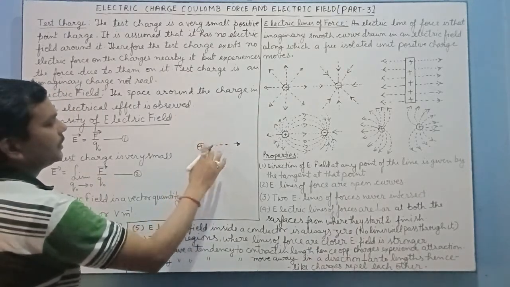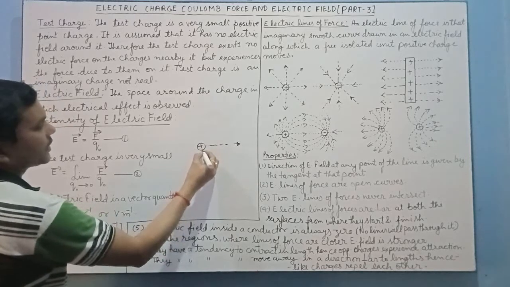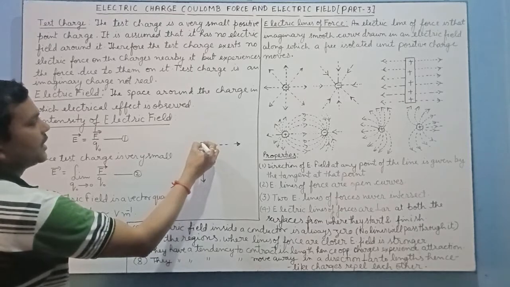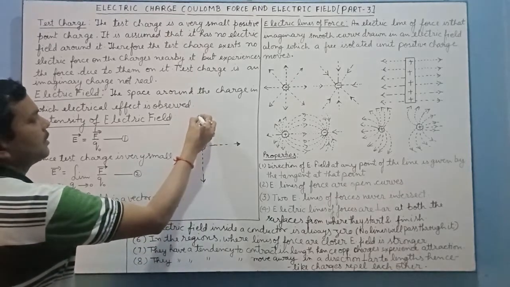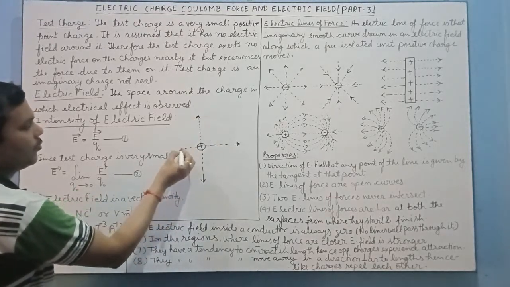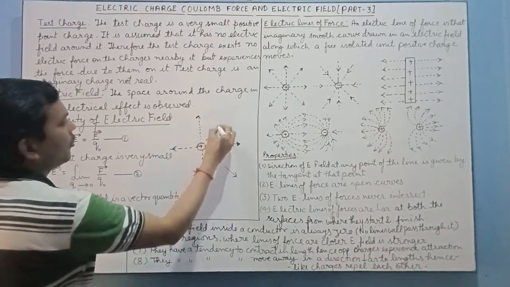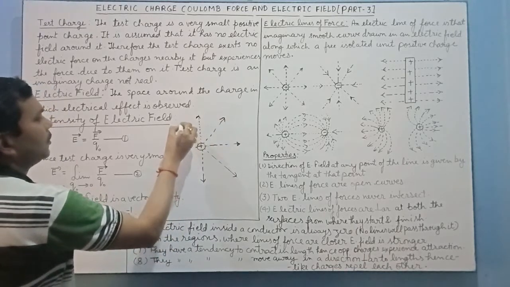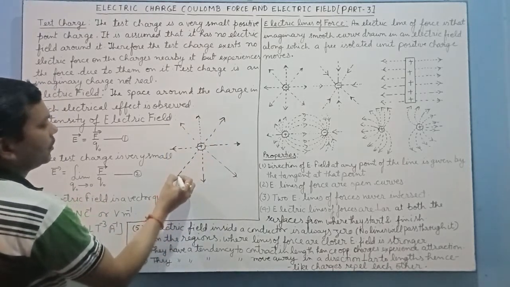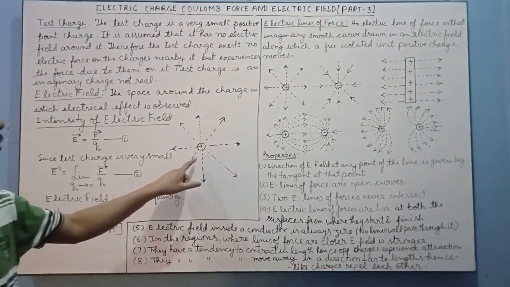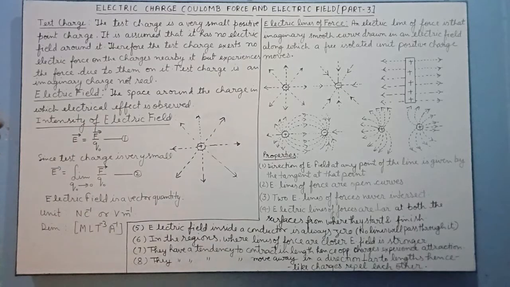Similarly, if we place the test charge here, it will move along this path. If we place the test charge here, it will move along this path. Similarly, if we place it here, it will move along this path. Here it will move along this path, and so on. So we can obtain the electric field of a positive charge by using this test charge. These lines are known as electric lines of force.